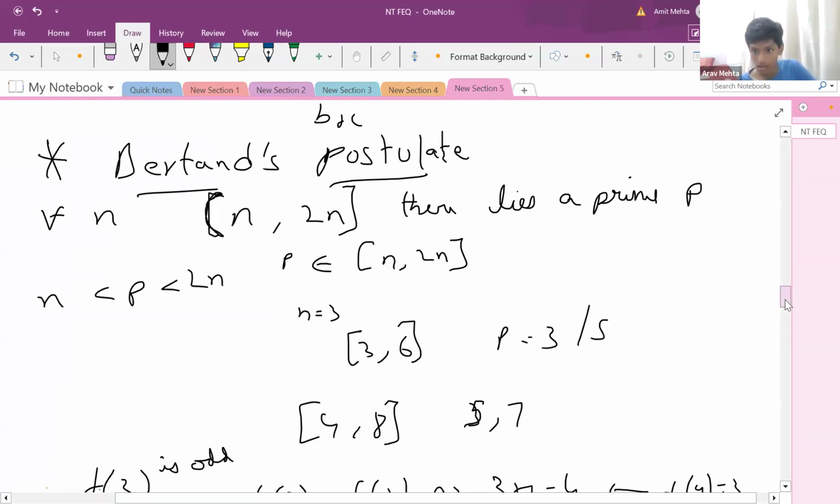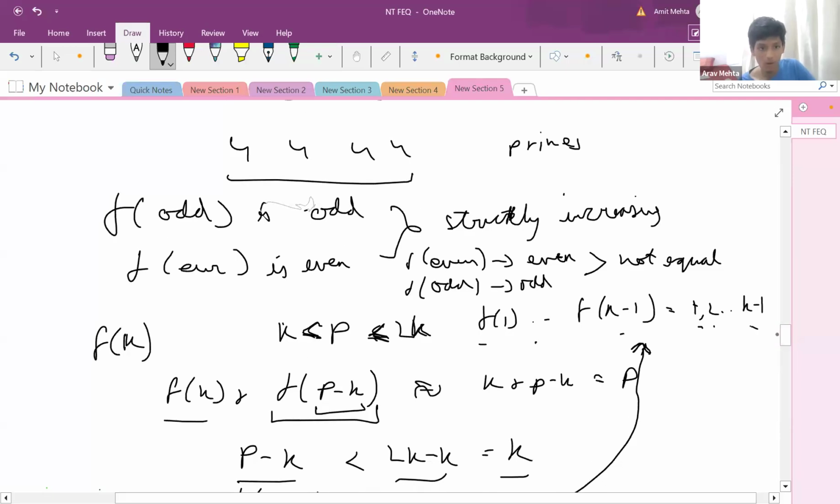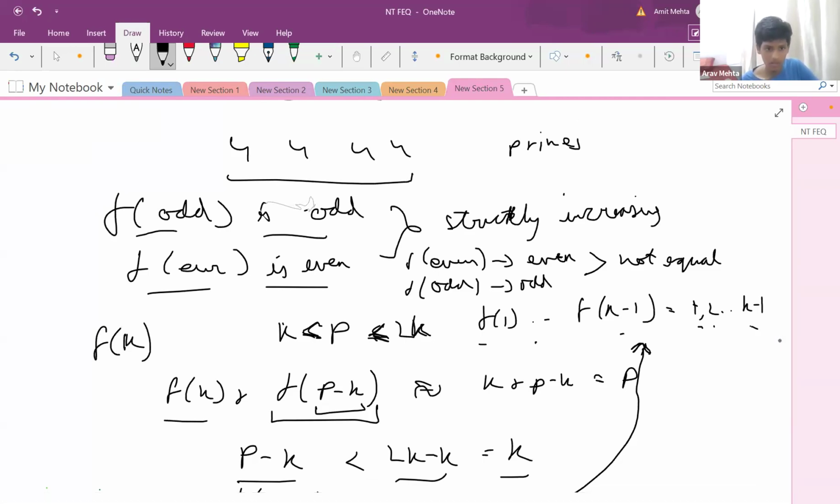So we used that to prove strictly increasing by saying that if we can prove f of odd is odd and f of even is even, then we'll be done. We'll have strictly increasing because f of even will be even and f of even plus 1, which is odd, will be odd. So these two can't be equal. After that, we consider some k and we strong induct by saying that f of 1, f of 2, f of 3, up to f of k minus 1 are 1, 2, 3, up to k minus 1. They are all identity.